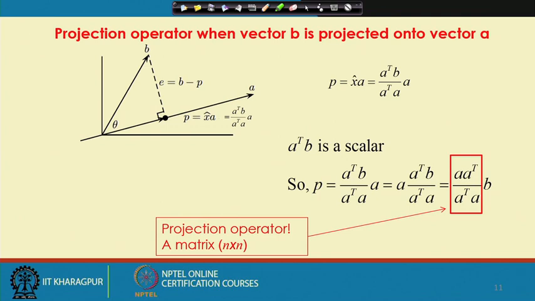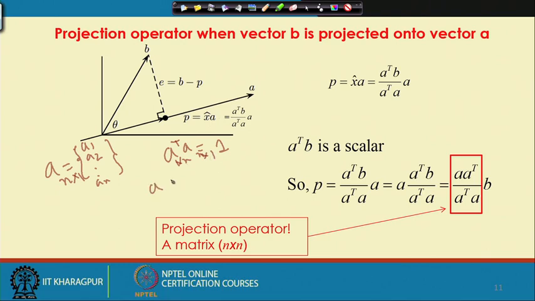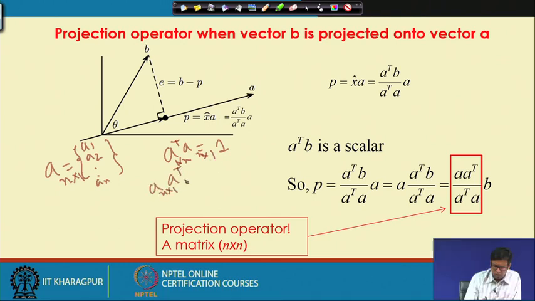What is A transpose by A transpose A? This is the projection operator. A transpose A is a scalar. A transpose is not a scalar. So, if A is a vector which is A1, A2, An, so A is n into 1. A transpose A is 1, because this is 1 into n into 1, but A transpose is n into 1 into n is a matrix P of the order n into n. So, it is a square matrix.